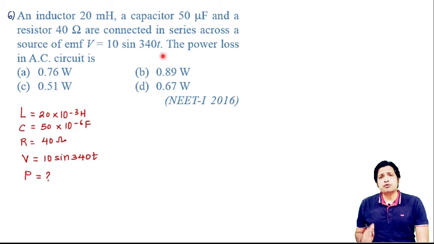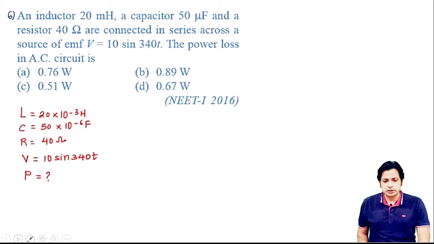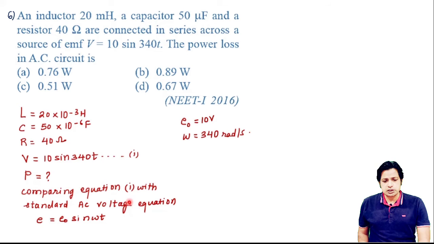Power. Now what is the formula for power? Power is nothing but ERMS, IRMS, cos phi. But before that, I'm being given an equation of AC voltage, and the general equation of AC voltage is E equal to E naught sin omega t. So if I compare it with this, the standard equation is E equal to E naught sin omega t. Comparing, E naught is 10 and omega is 340.